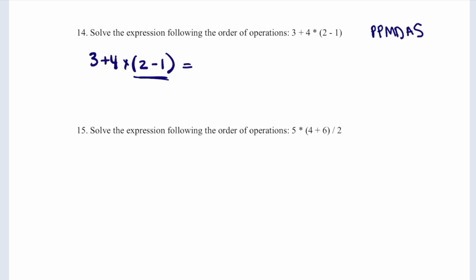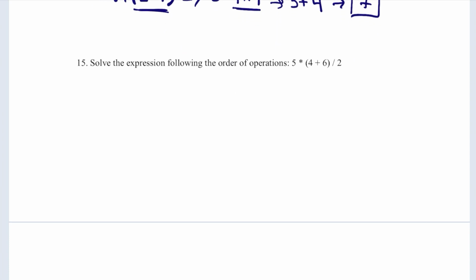So this is going to go to 3 plus 4 times 2 minus 1 is 1. The next step we're going to do is multiply. So now we're going to do this step. So this is going to become 3 plus 4 times 1 is 4. And now we're going to add, which is going to equal 7, and that is our answer.